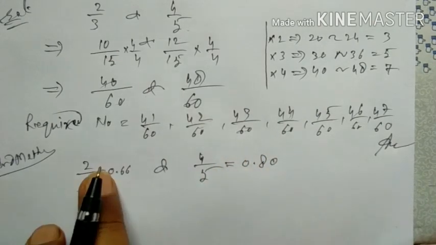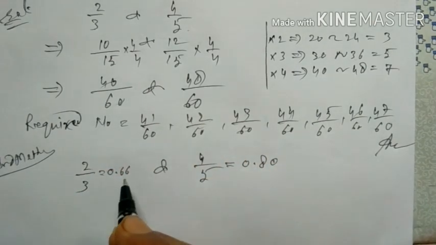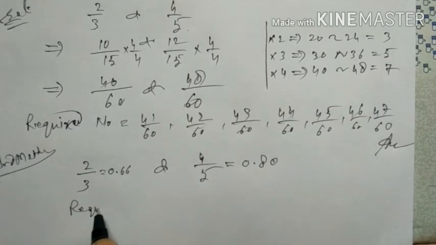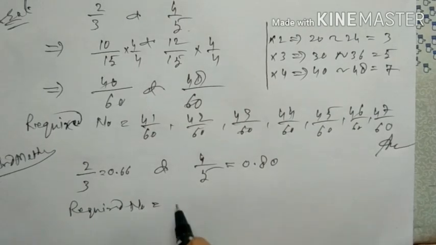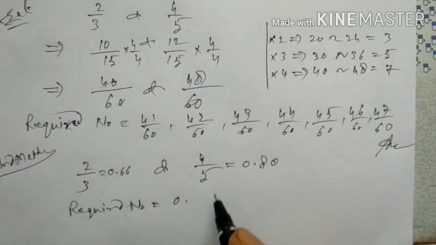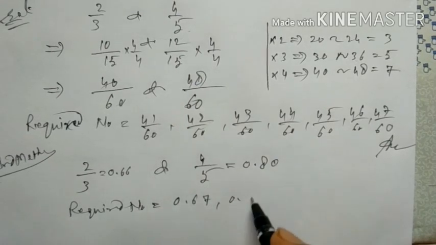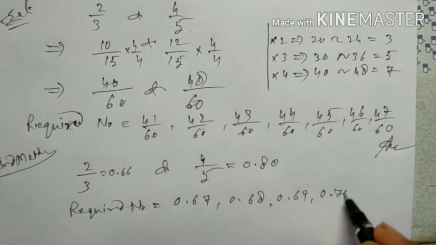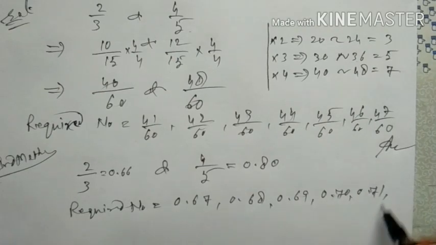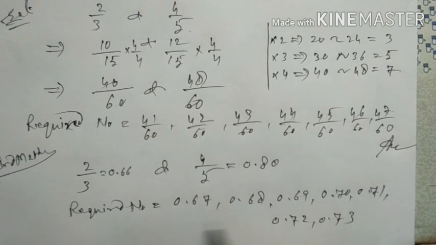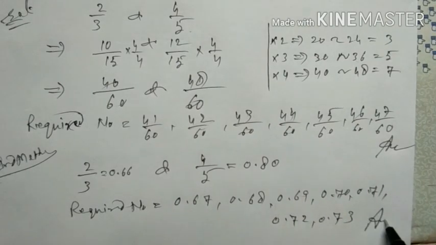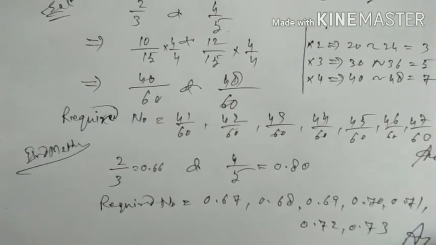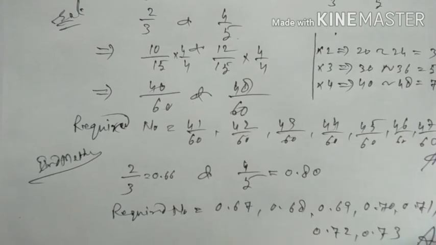So there are so many numbers between 66 and 80. So you can write the required numbers 0.67, 0.68, 0.69, 0.70, 0.71, 0.72, 0.73, that is 1, 2, 3, 4, 5, 6, 7. These are the answers.